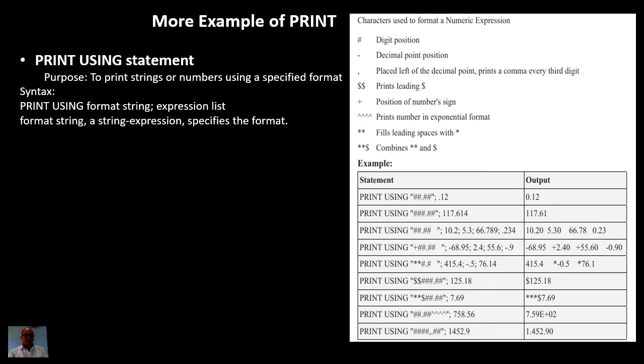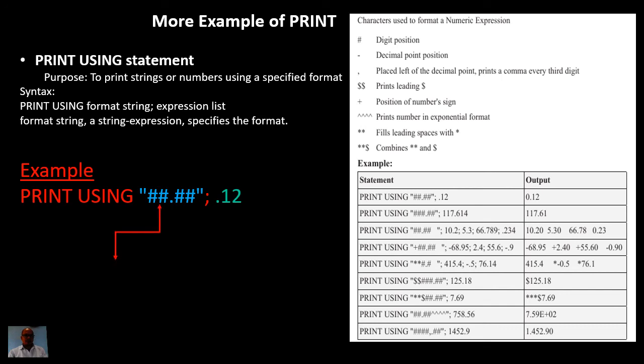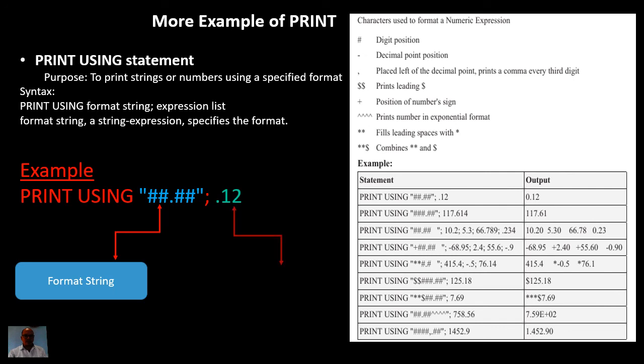Here I will show you one example. Print using "##.##"; 12. Here the hash hash dot hash hash is the format string, then semicolon, and 12 is the expression. Here we can see this is the format of this string. Here we have written print using format string, so it is the format, and this 12 is the expression. Okay, so this much for today. Thank you very much.